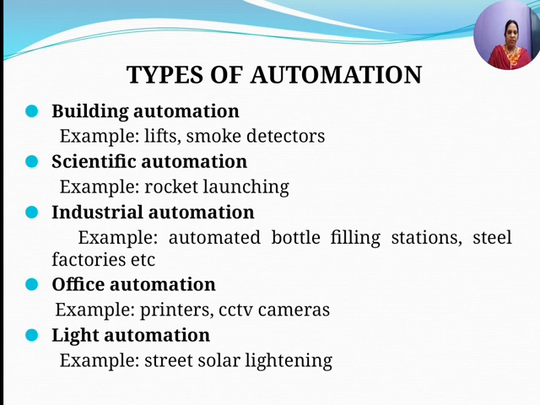Types of automation. Automation, we have different types. Building automation, examples are lifts and smoke detectors. Scientific automation, examples are rocket launching. Industrial automation, automated bottle filling stations, steel factories, etc. Then office automation, that is printers and CCTV cameras. Then light automation, that is street solar lighting. Okay, these are the different types of automation: building automation, scientific automation, industrial automation, office automation and light automation.